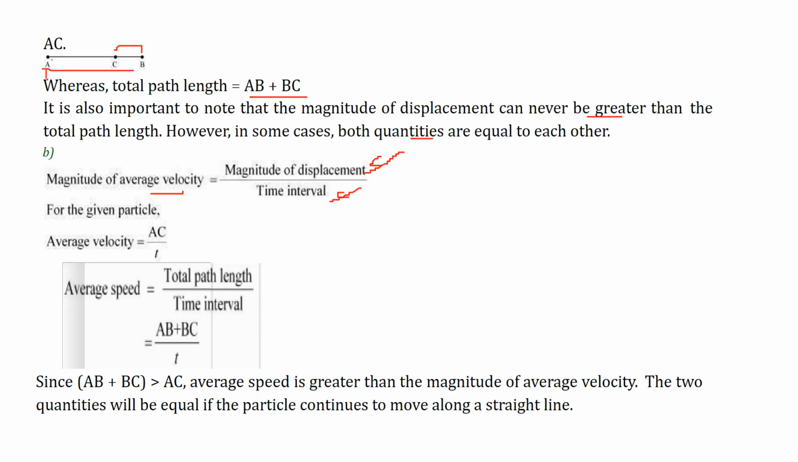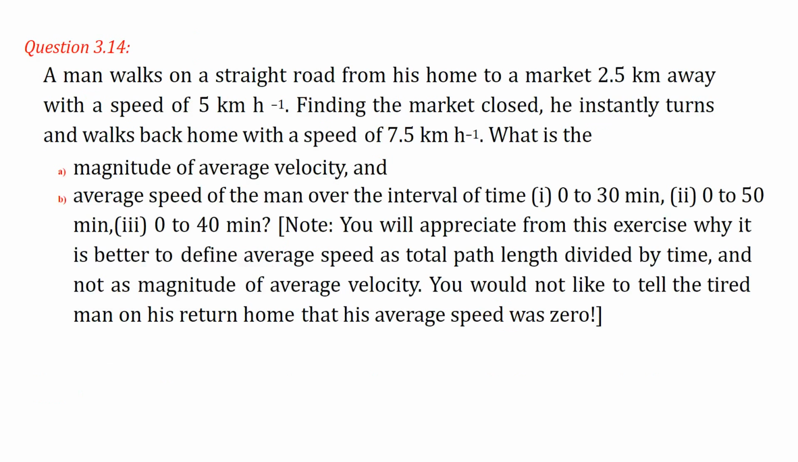When we talk about the displacement, it has gone from A to B, then came back at C. So initial and final position is A and C. So we'll say AC by T. But when we talk about average speed, we have to take total path length. So we have to take first AB and then we have to add BC also. The total path length by time interval is AB plus BC by T, and this AB plus BC has to be greater than AC. So average speed is greater than the magnitude of average velocity, and these two quantities will be equal if the particle continues to move along a straight line.